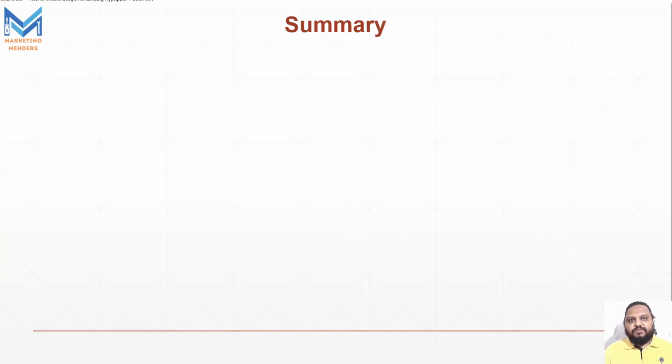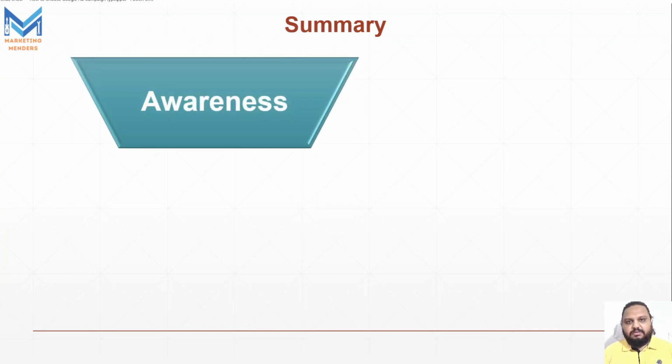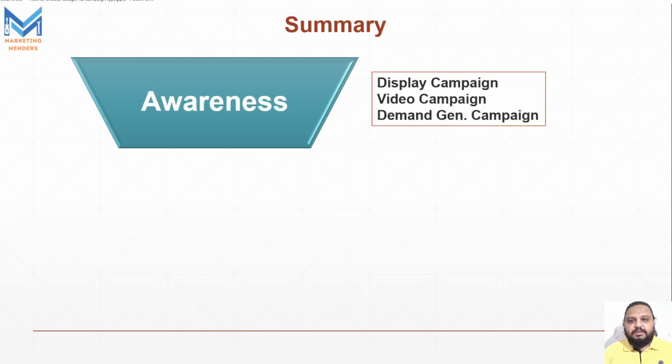Now let's summarize, because we have discussed a lot of Google ad objectives and a lot of campaign types. So let's map these different objectives and campaign types as per the marketing funnel. Number one, awareness. Now you have started a new business, you have launched a new business, you need to spread more awareness about your business. So what campaign type should you select while working on Google Ads? For the awareness stage, the best campaign types available for you are display campaign, video campaign, and demand generation campaign.